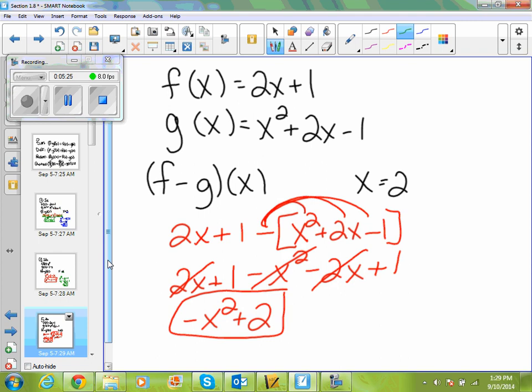Then it told me x equals 2, so that's negative 2 squared plus 2. Well, 2 squared is 4, so this becomes negative 4 plus 2, and negative 4 plus 2 is negative 2. That negative was outside of the x, so that's why it didn't become positive when I squared it. If it were in parentheses, then it would have become positive.